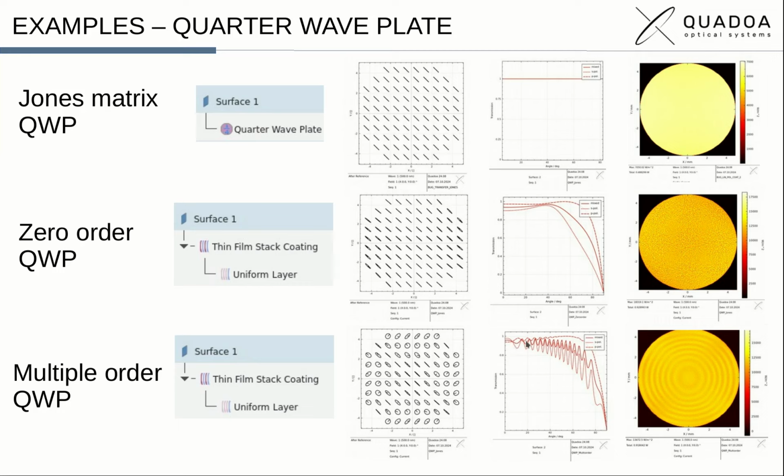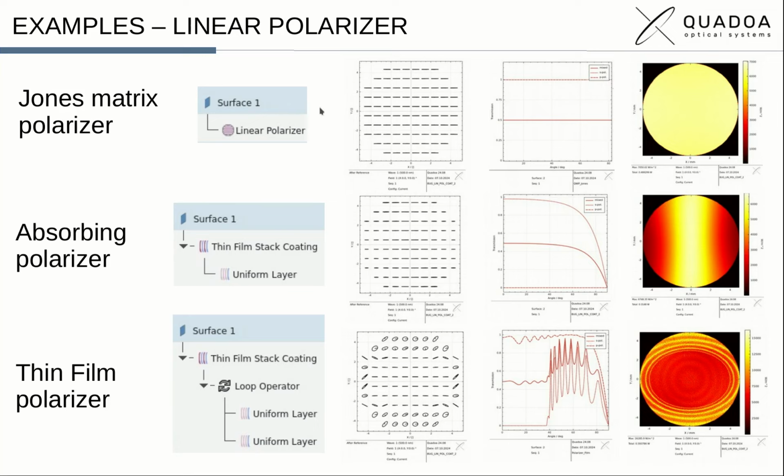The third example is a linear polarizer. Again, we are illuminating it with a diverging beam that is circularly polarized, and the ideal Jones matrix polarizer results in a perfect linear polarization, and also the horizontal light is completely transmitted, whereas the vertical polarization is completely absorbed.